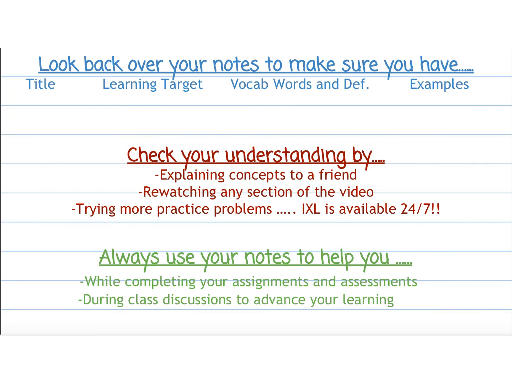There's our lesson on sales tax and discount. Look back over your notes. Do you have everything included? Title, learning target, vocab, examples, with all the work to go with it. Check to see, is this something you could explain to somebody else? If not, rewatch parts of it that you are confused on. Make sure you have your notes in class and when we are completing target checks and assignments.